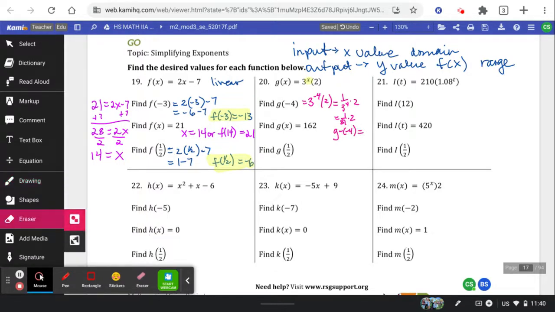My final answer comes out to g of -4. Hang on, I got an extra negative in there somehow. Equals 2 over 81. If you got the decimal version of that, that would be fine as well.